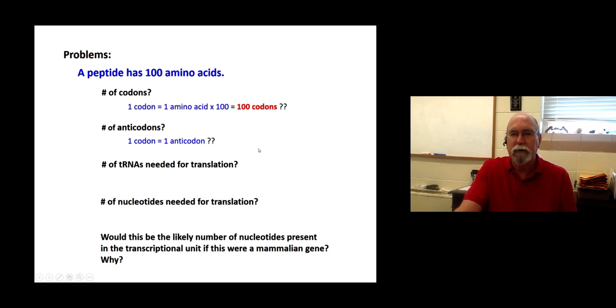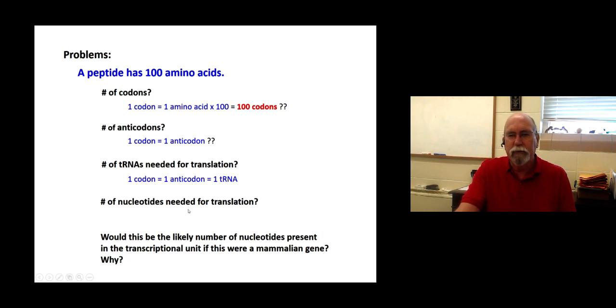Number of tRNAs needed to do this particular translation, that would be 1 codon equals 1 anticodon equals 1 tRNA for our purposes. Okay, so each tRNA would have to bring in one of those amino acids, however it was constructed. So we would need 100 tRNA visits, right? And different tRNAs is a different question, because it depends on what the amino acids are. If you had a string of serines, that would have all been the same tRNA anticodons. But for our purposes, just think of it as 100 unique amino acids.